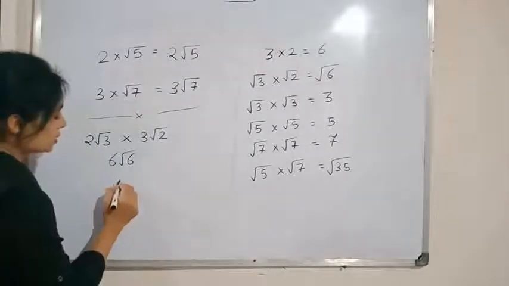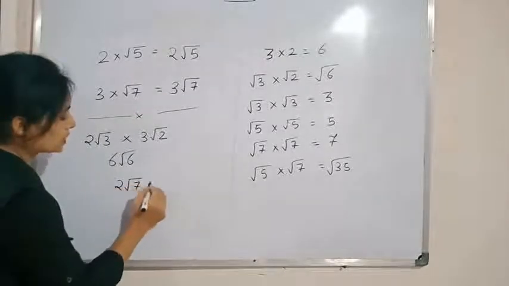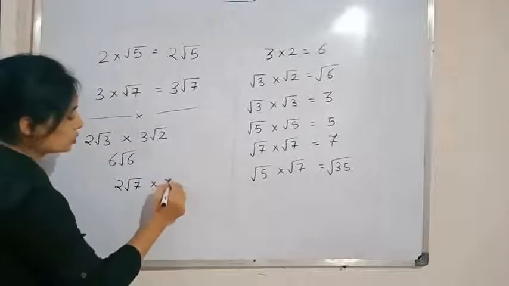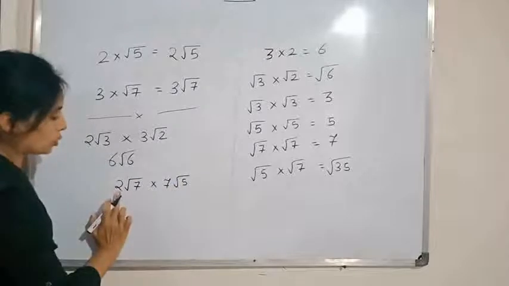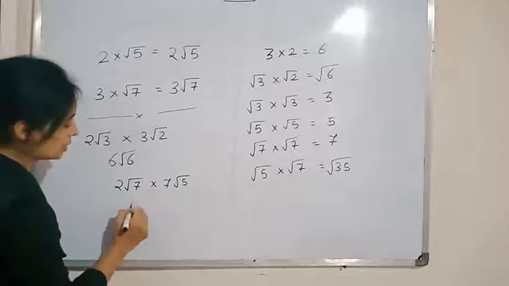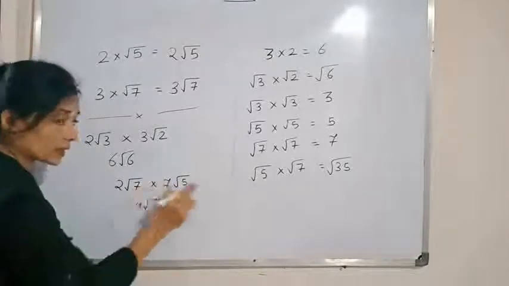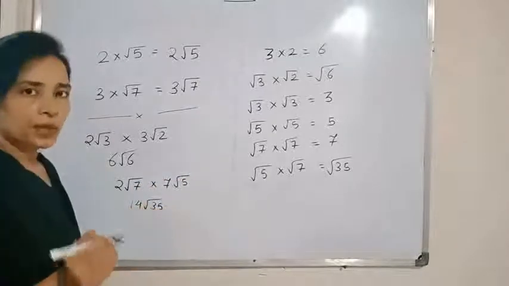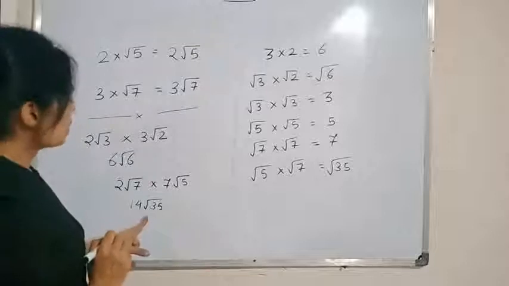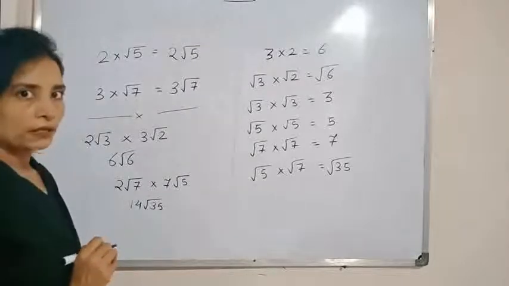If it is 2 under root 7 into 7 under root 5, first of all, multiply the whole numbers. 2 7s are 14 and then under root 7 5s are 35. Same categories we are multiplying. So it will come 14 under root 35.